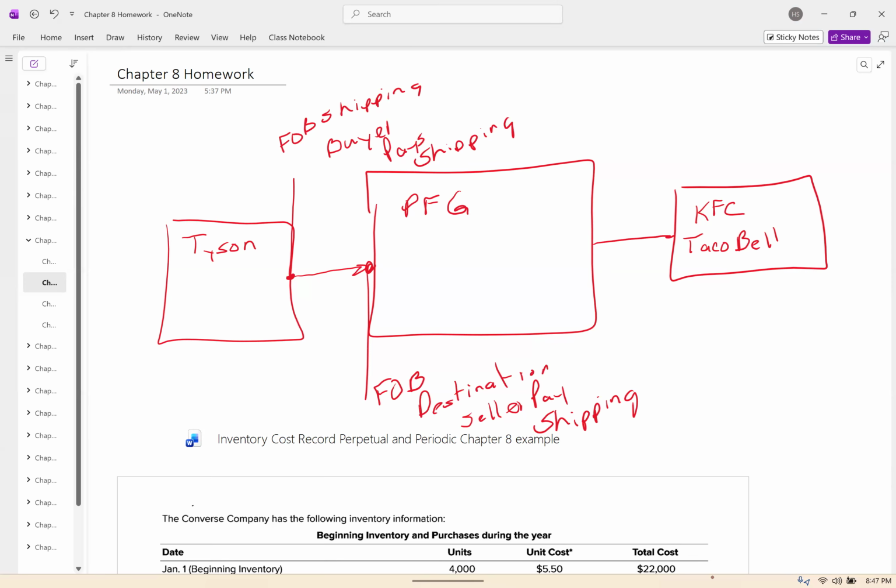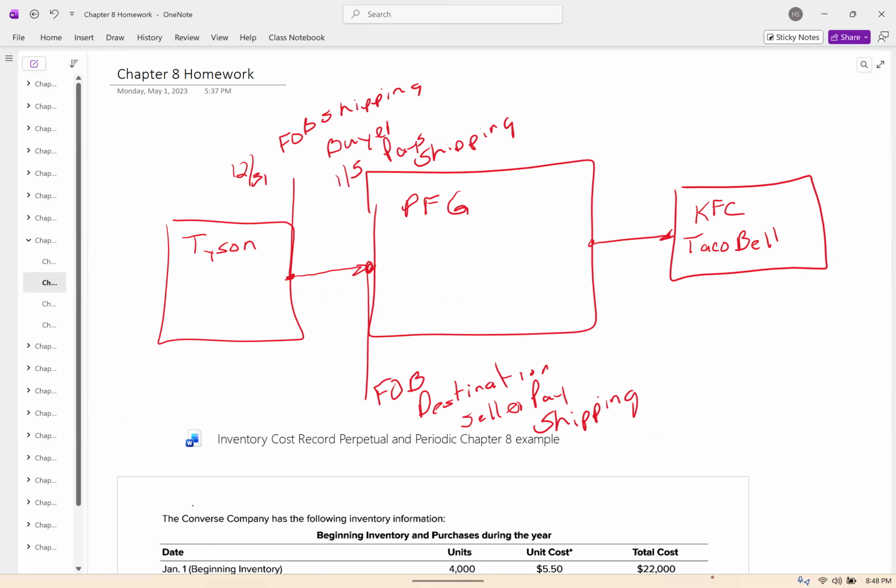It could be over here, shipping point or destination. It works the same way. So keep in mind, if something left Tyson 12/31, title passes right here at the shipping point, and it doesn't get to PFG till, let's say, January the 5th. It does not matter that it's not in their possession yet. It is theirs because title passed right there at the shipping point. PFG has the risk of loss, so they include that in their inventory.